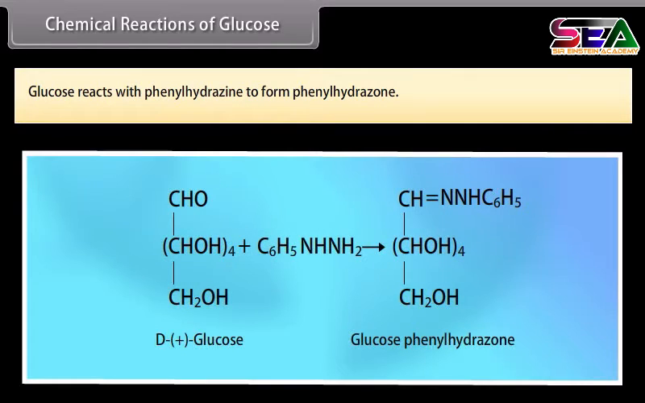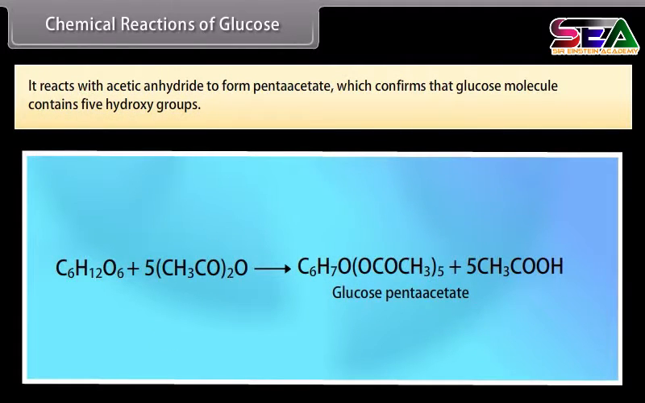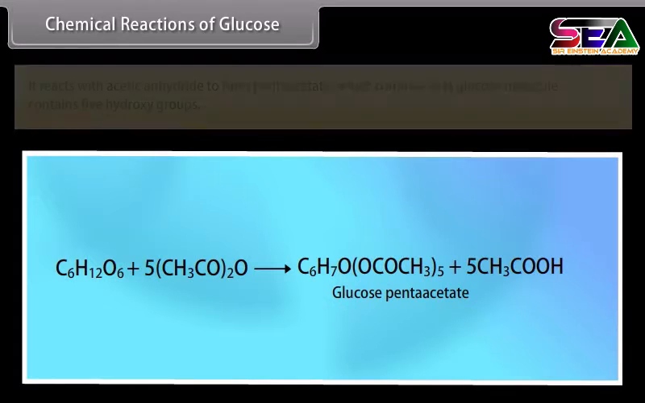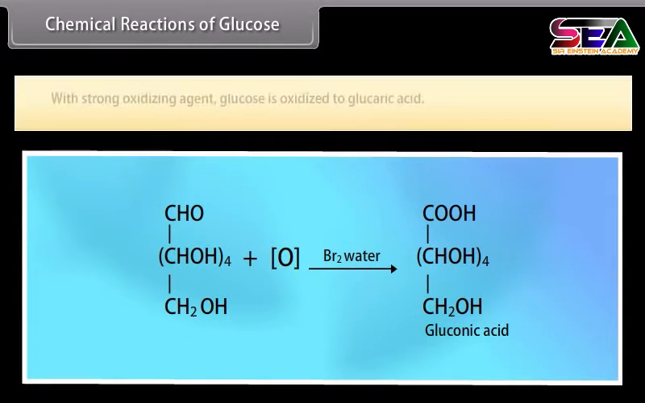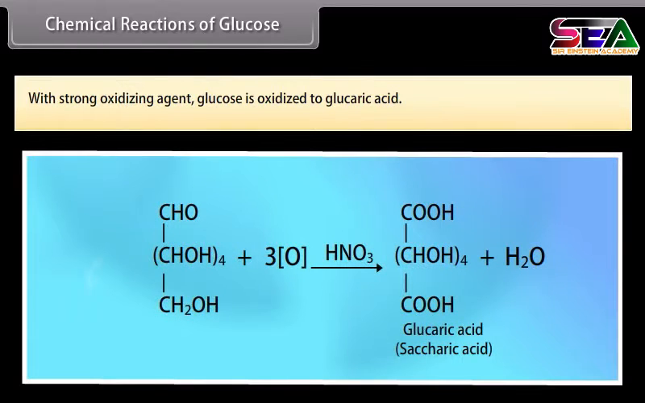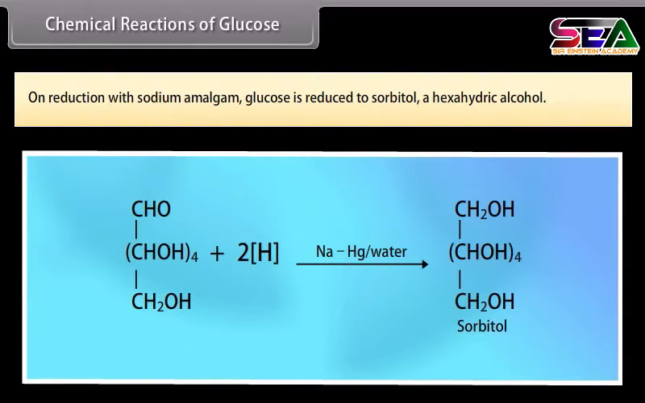Glucose reacts with phenylhydrazine to form phenylhydrazone. It reacts with acetic anhydride to form pentaacetate, which confirms that the glucose molecule contains 5 hydroxy groups. With mild oxidizing agent, glucose is oxidized to gluconic acid. With strong oxidizing agent, glucose is oxidized to glucaric acid. On reduction with sodium amalgam, glucose is reduced to sorbitol, a hexahydric alcohol.